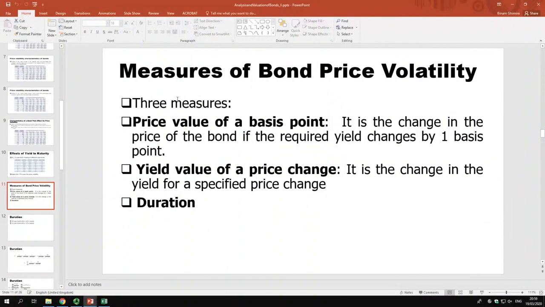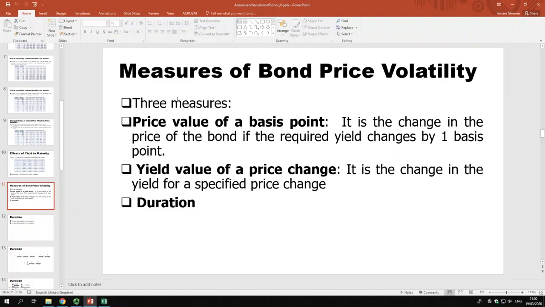So in this series of videos on bonds, now I'm going to talk about the important section, which is measures of bond price volatility. Remember, traders or money managers need to know a way to measure a bond's price volatility because they want to implement hedging and trading strategies. Now, what can you do to find the bond price volatility?